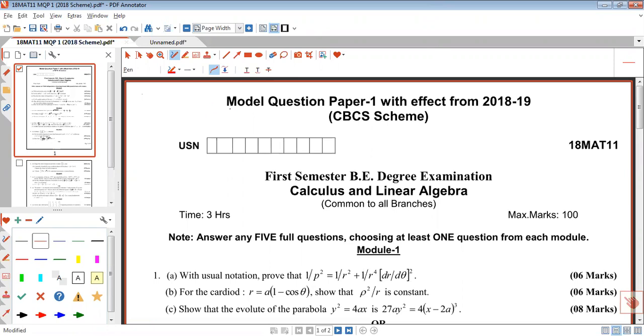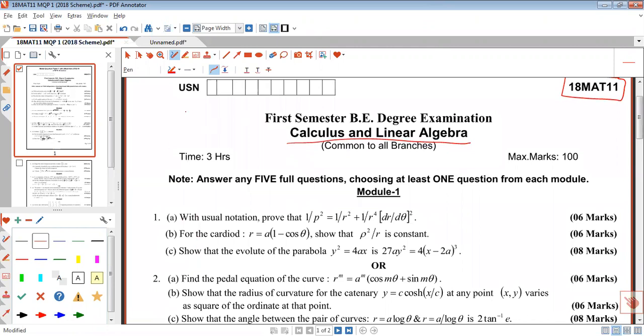Now I'm going to discuss model question paper number 1 of the 18th scheme question paper, that is 18MAT11, for first semester. Subject name is Calculus and Linear Algebra. Okay. Let's start with the first question, that is model number 1, 1A.